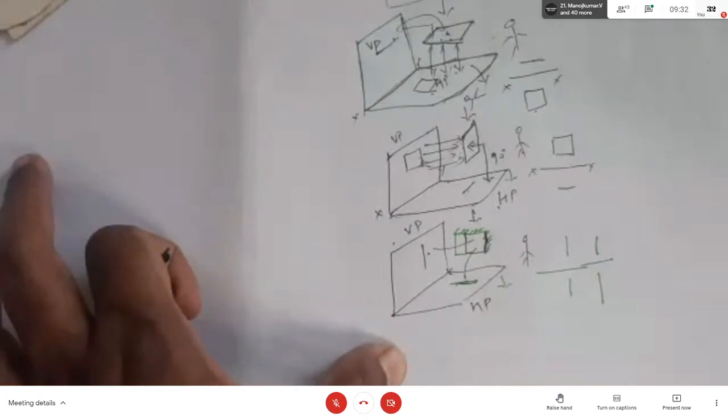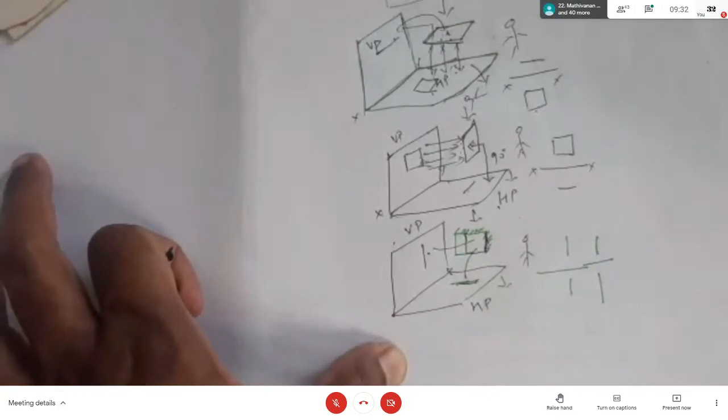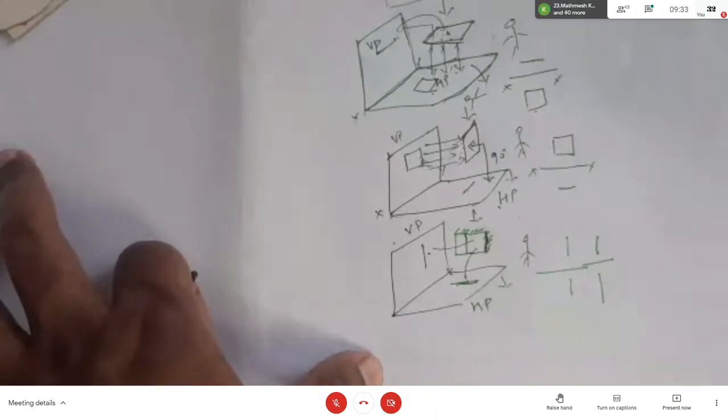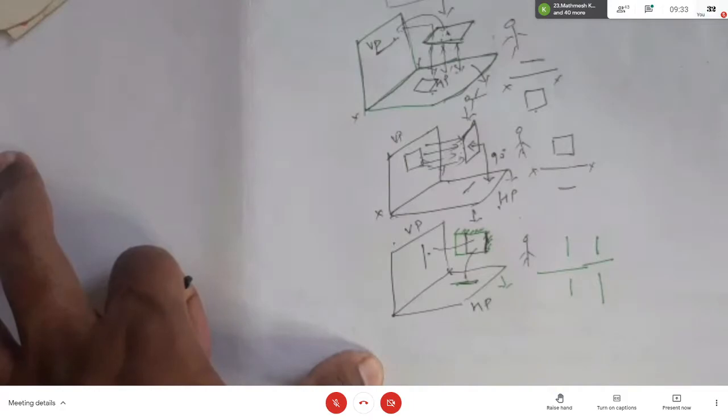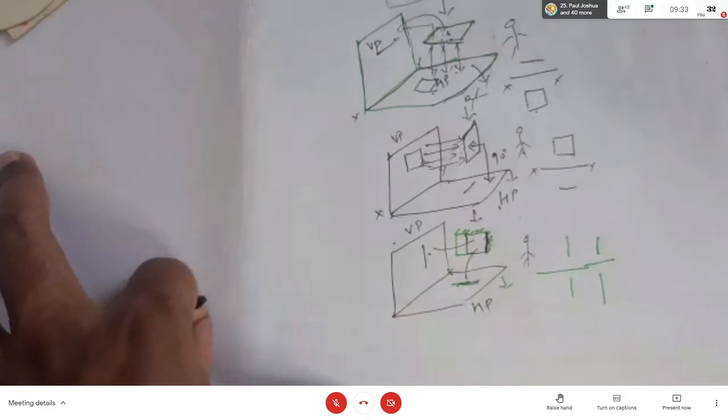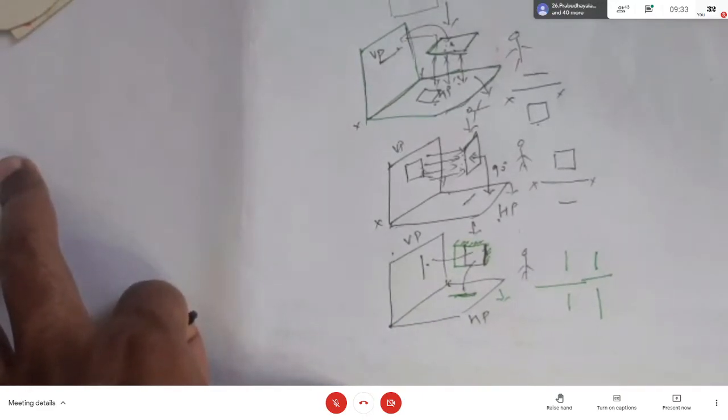Within case number 1, subheading 4, perpendicular to HP. This is case number 4, case number 5, and we will see one more case. The last three cases are the most important. The earlier three cases are not important; mostly they will not ask problems from them. So what are we going to see? Another three cases, which are the most important.